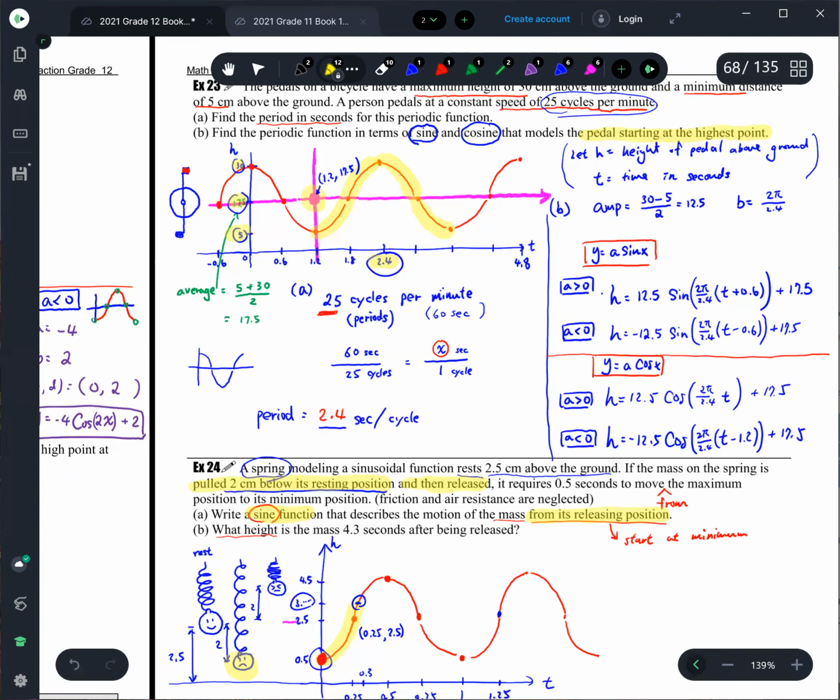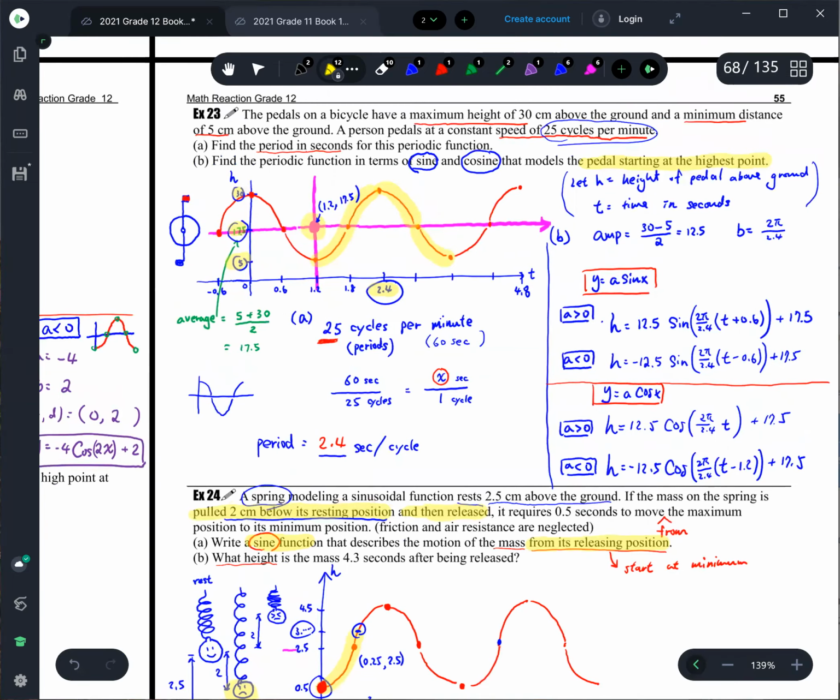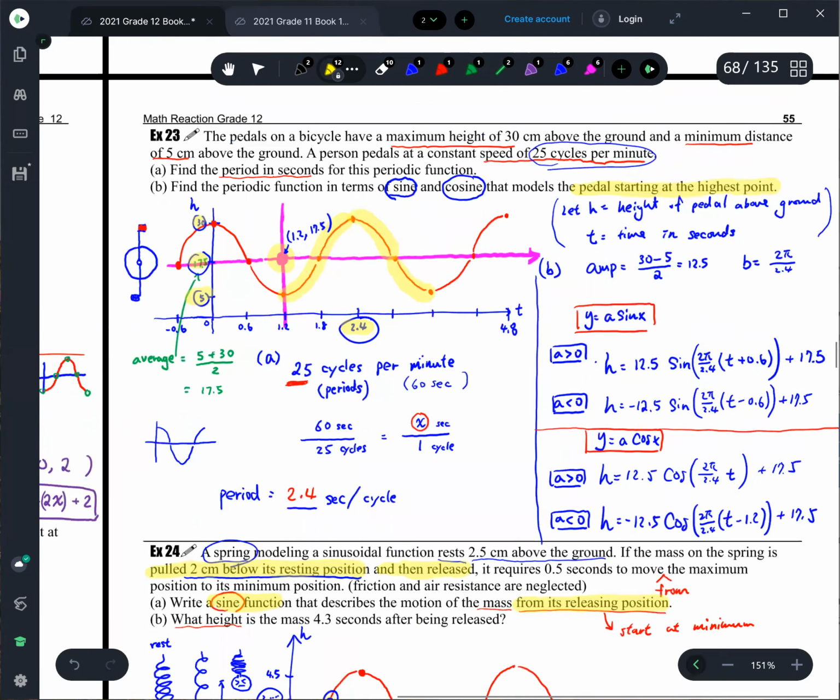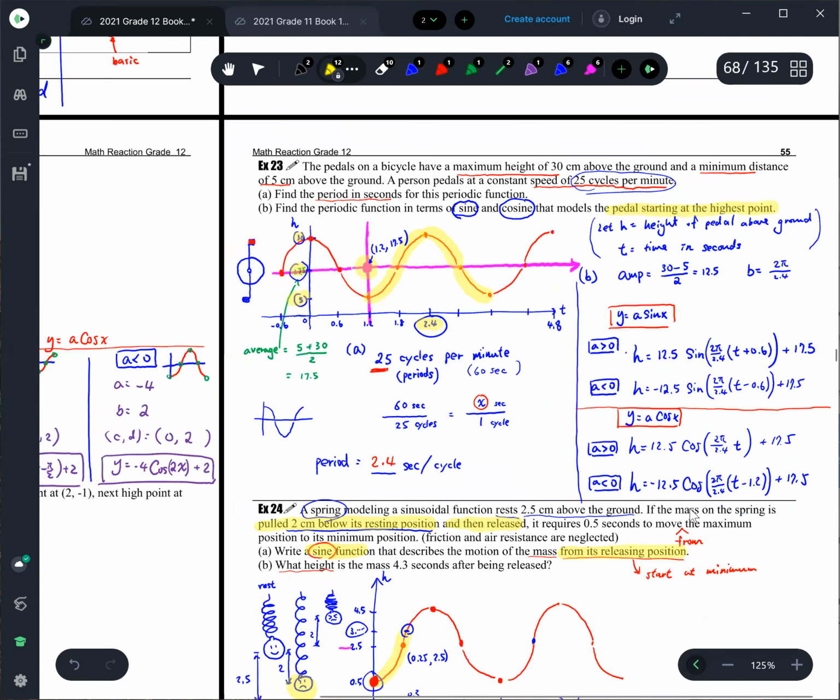Okay. Thank you. And what about 23? You okay with 23? Could you explain? Is it because it says it starts at the highest point? Let me see. Yeah, the pedal starts at the highest point. So I start at 30. Yeah, okay. All right, good. Okay, thank you, Jason. You're welcome.